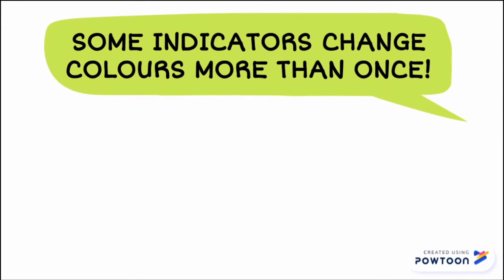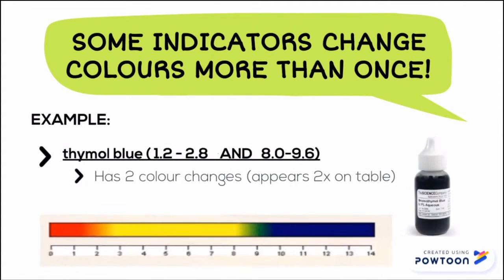Some indicators change colors more than once. For example, Thymol blue has two color changes. It turns from red to yellow from pH 1.2 to 2.8, and from yellow to blue from pH 8.0 to 9.6. This tells us that the indicator is a diprotic weak acid.